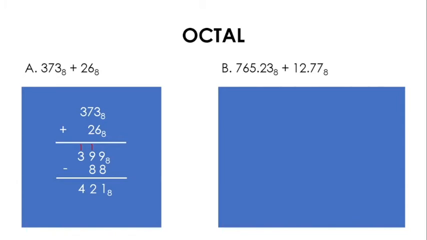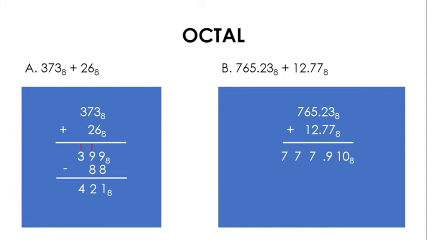For the next example, we have 765.23 plus 12.77. Both are octal numbers. So the same process as we did for the first example. 7 plus 3 is 10. 2 plus 7 is 9. 5 plus 2 is 7. 6 plus 1 is 7. 7 plus 0 is still 7.